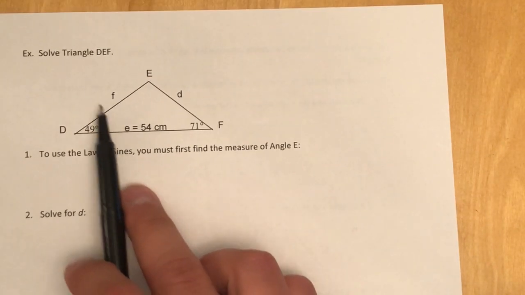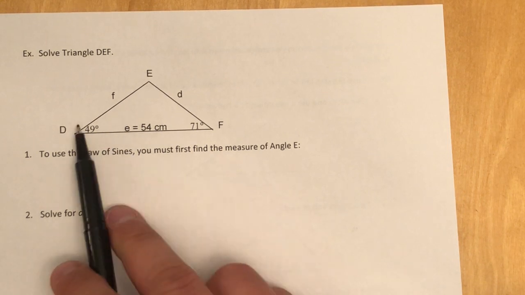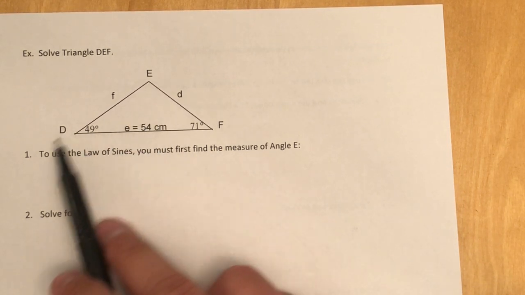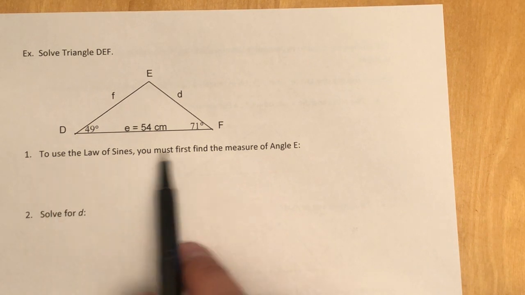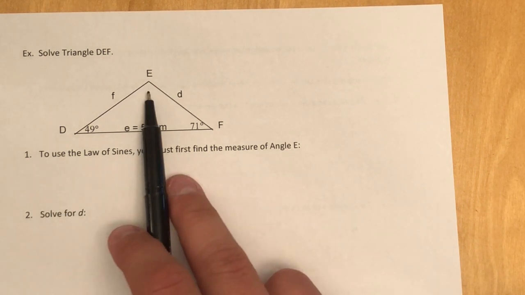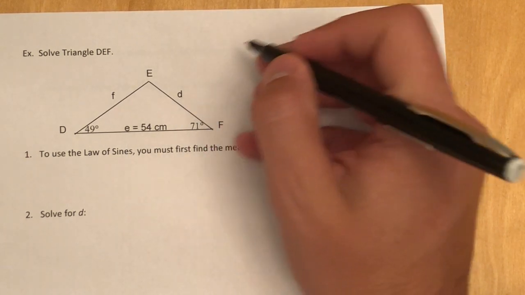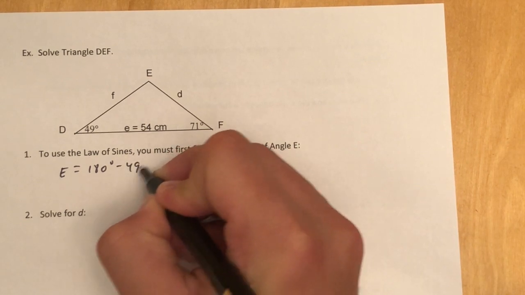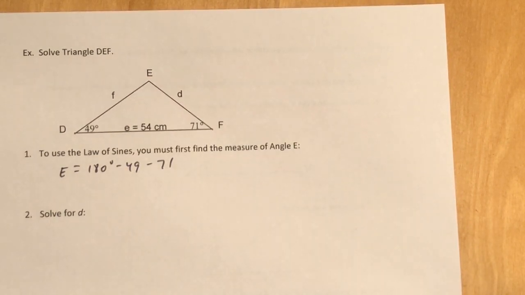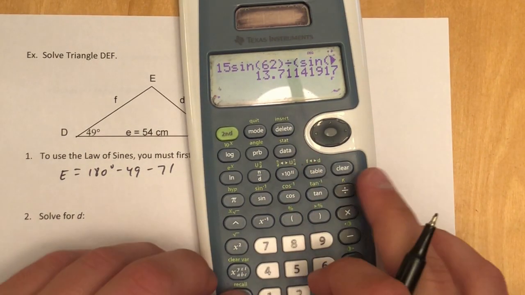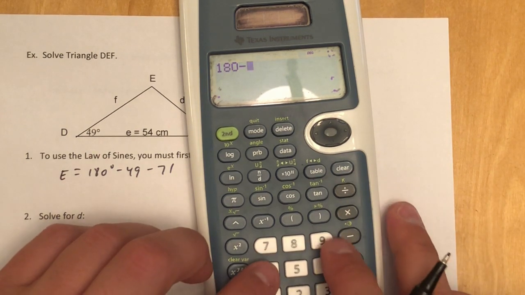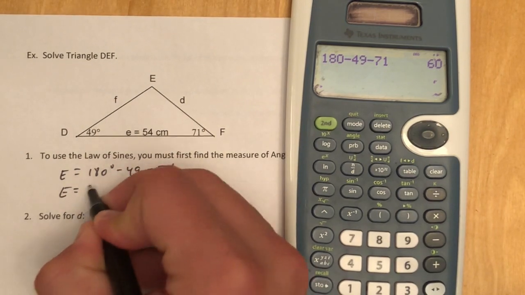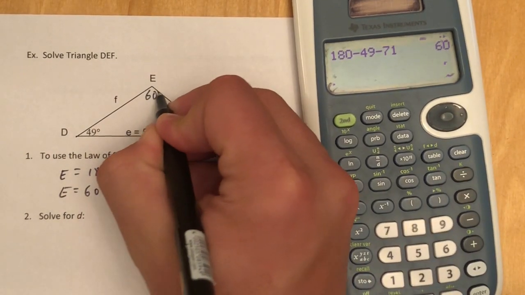Let's solve another triangle here, DEF. We have two angles here. We can solve for this one, but let's see what actually needs to be done. We're going to use the law of sines. You must first find the measure of angle E. Perfect, we know these two. Let's solve for E right away. E is just going to be 180 minus 49 minus 71, which is 60 degrees. Easy enough. We can label that in here too.